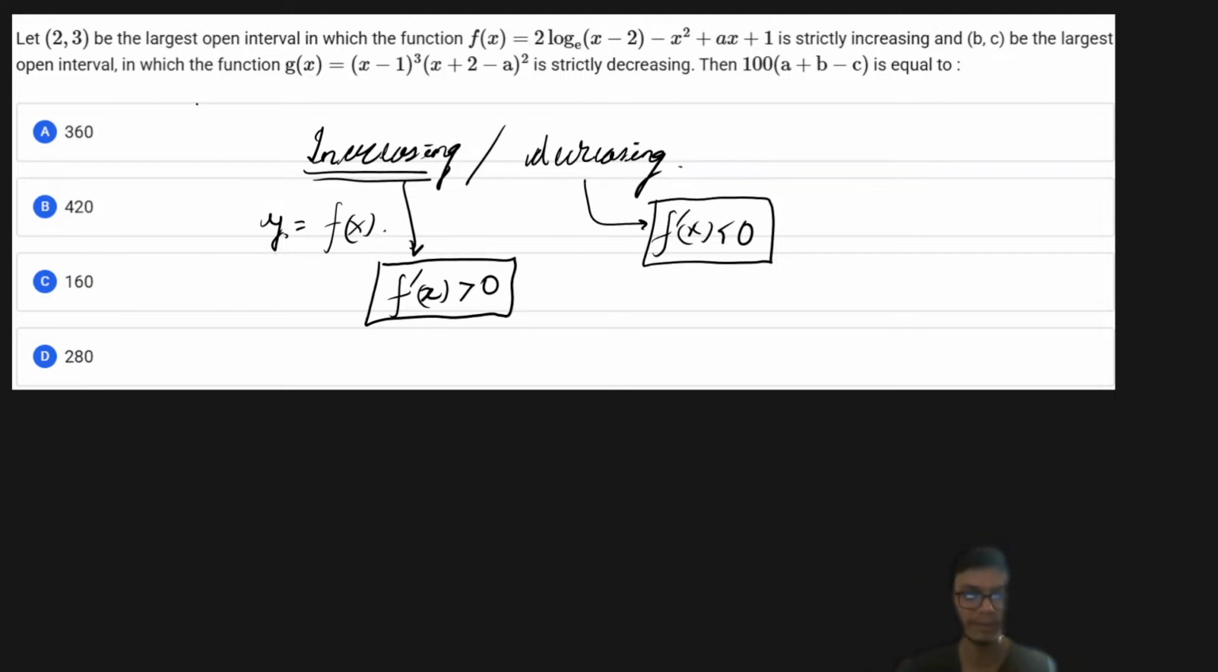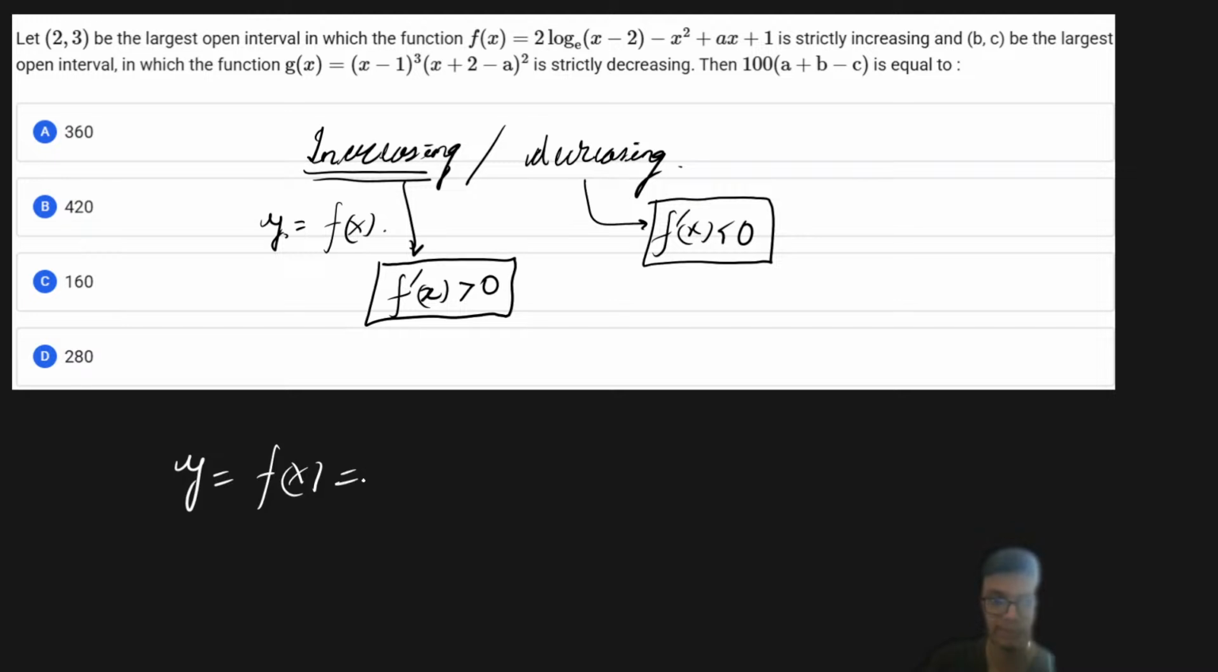Now, if you look at this problem, it is saying that 2 comma 3 is the largest open interval in which the function f of x is strictly increasing, and b comma c is the largest open interval in which the function g of x is strictly decreasing. It's a very simple problem. You just need to perform the first derivative. So let me do this question over here.